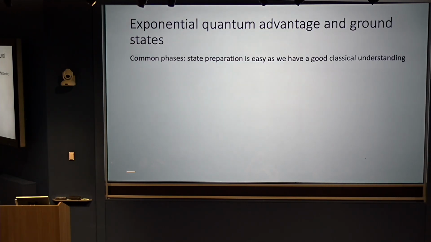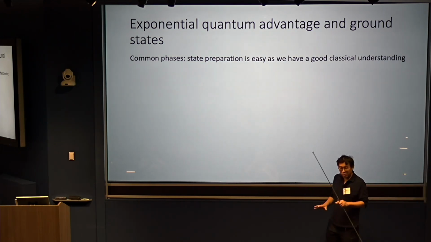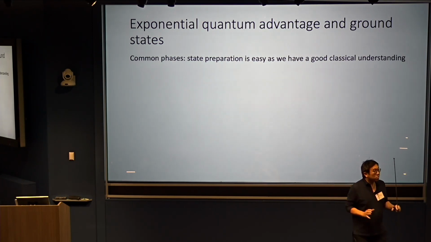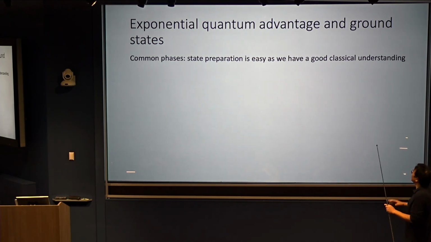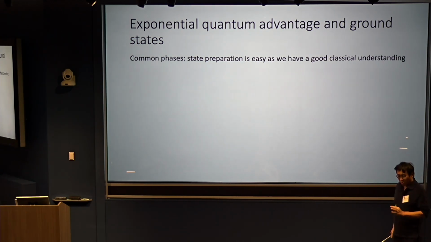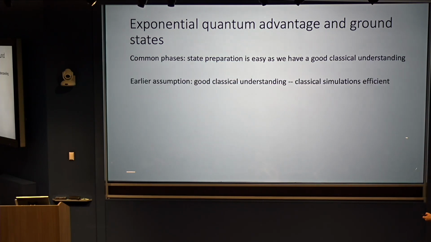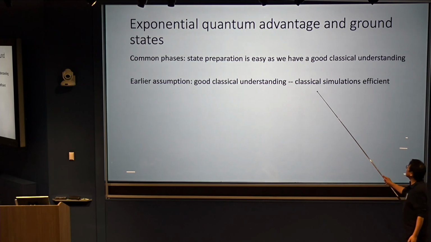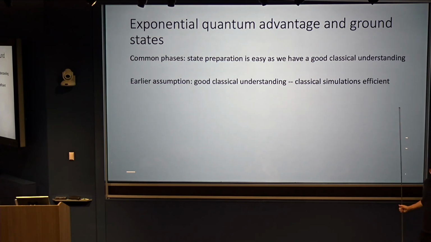So the situation is really as follows. For most of the things that we want to simulate, we know that they fall into these standard phases, and we have quite good qualitative information on what those phases are. And so consequently, preparing the quantum state on a quantum computer, a good initial guess, is not a difficult task. But at the same time, for all these phases, because we have a good classical understanding, I've been arguing in the first part of the talk that the classical simulations are then also efficient.